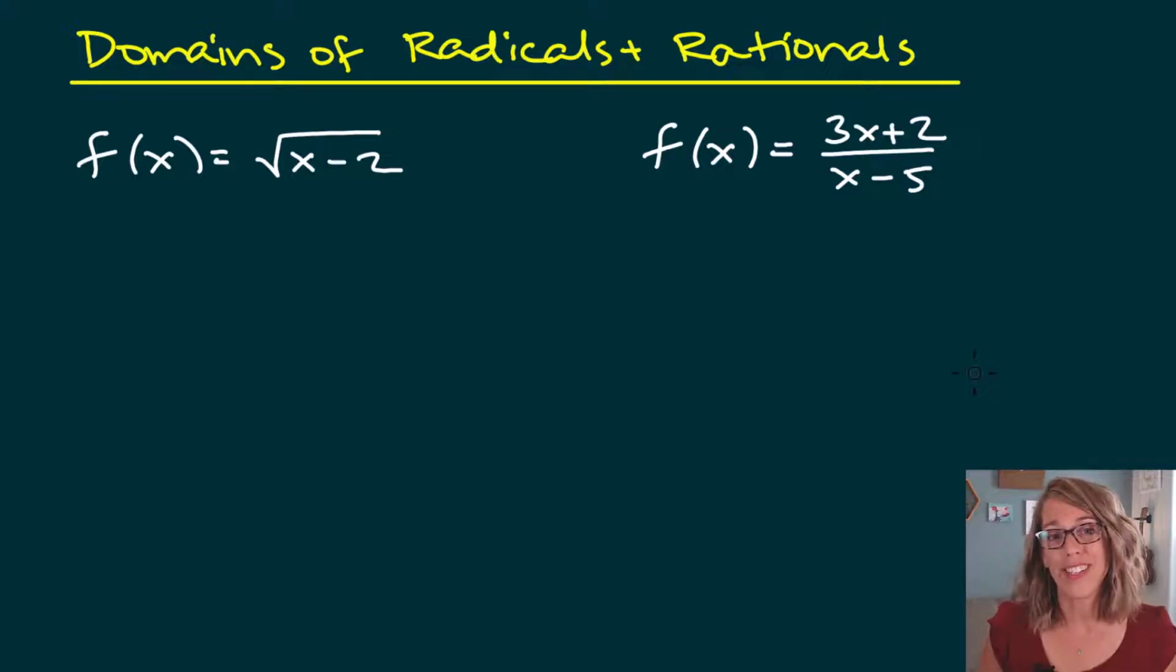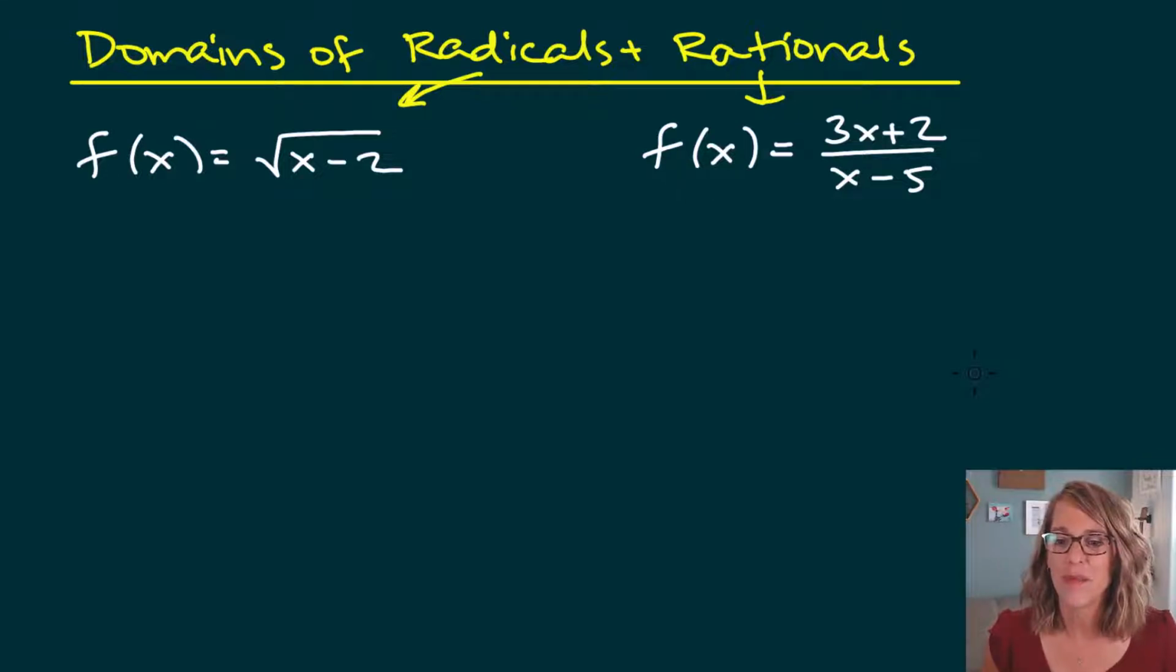We're going to do a bunch of examples of finding domains for radical functions, like this first one that I've got here, and rational functions, which would be a fraction of polynomials. Let's go ahead and start with the radical functions. So in this one, I've got the square root of x minus 2.